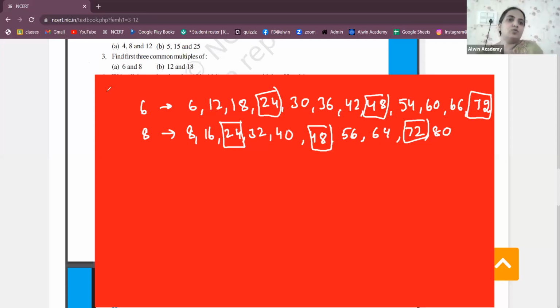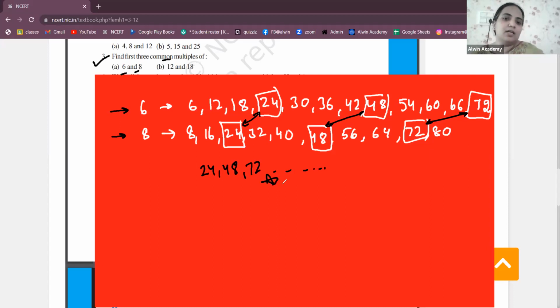Okay, so we are discussing question number 3 here. First, 3 common multiples of 6 and 8 they're asking. So for the common multiples of 6 and 8, I have listed the multiples of 6. Then I have listed the multiples of 8. And then I have looked for the common ones. 24 is the common one here, 48 is the common one here, and 72 is the common one here. That means the common multiples of 6 and 8 are 24, 48, and 72. There can be more common multiples in both the tables, but they have asked us to list 3. We have done that. The answer is done.